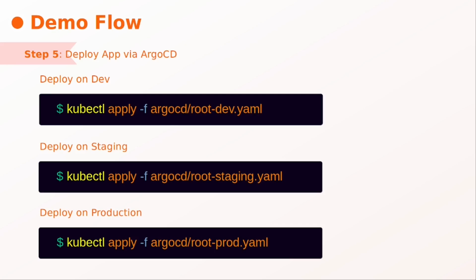Summary. In the demo, you set up a local Kubernetes cluster using Minikube. Next, you installed and accessed ArgoCD. Then you deployed applications using the GitOps model and managed multiple environments through root applications. This flow reflects how modern systems handle deployment in a fully automated, scalable, and production-ready way.